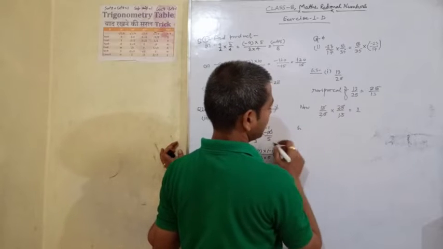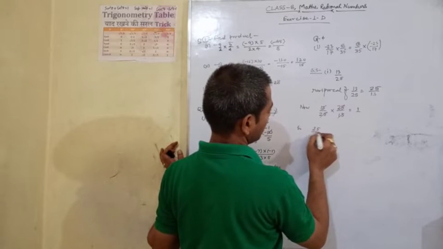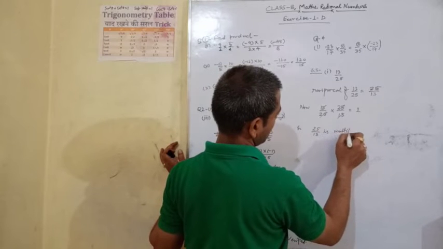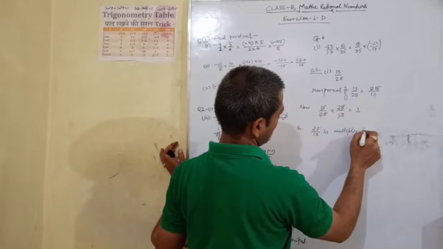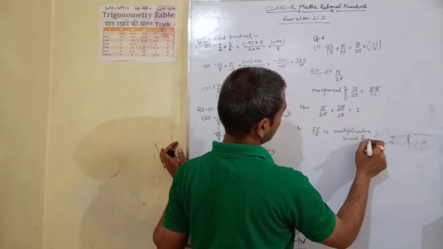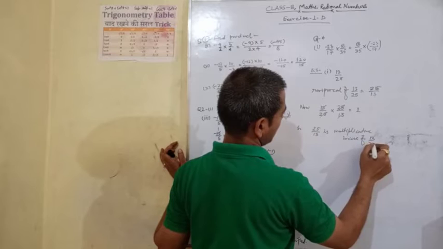So we can say that 25 upon 13 is the multiplicative inverse of 13 upon 25.